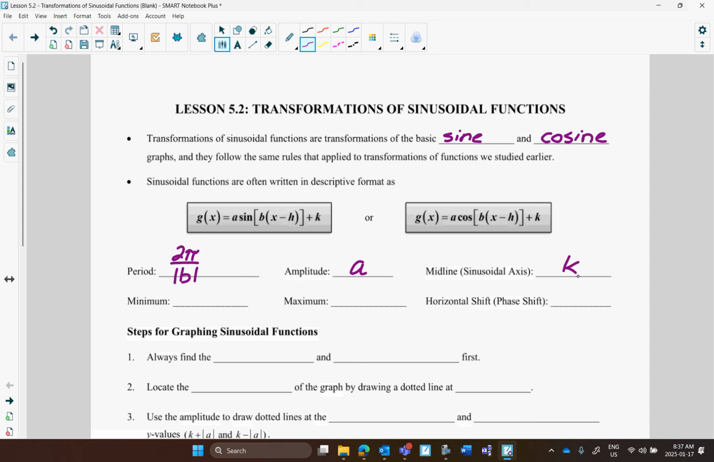So remember in the regular sine and cosine graph, the midline was the x-axis or the theta axis. Well, if there's a number at the end, the midline moves up, so do the max and min lines. So that's a vertical shift. To find the minimum value, we take whatever the value of K is, and we subtract the amplitude without the negative. So if the amplitude was 5 and the midline was 10, we would go 10 minus 5. To find the maximum, we take whatever the midline is, and we add the amplitude without the negative.